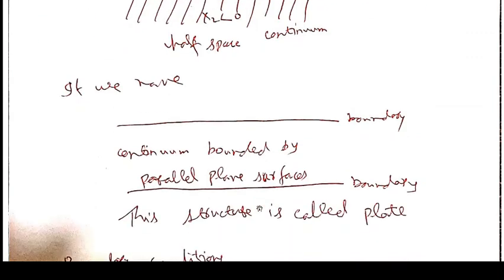Now if you have two boundaries like this, this is one boundary and this is again a boundary, then this type of structure is called a plate-like structure. That continuum will occupy this space, and this thickness is finite, and you have infinity on the right and left side. It is extended up to infinity on this side, and also extended up to infinity on this side, but vertically it is finite.